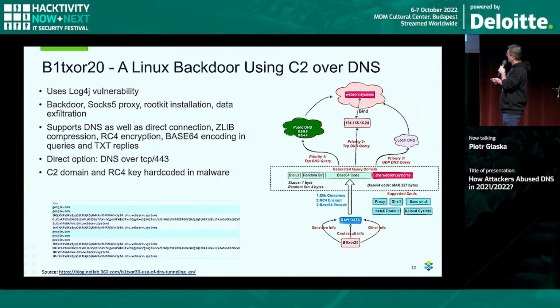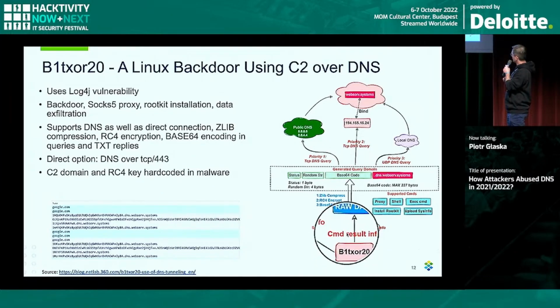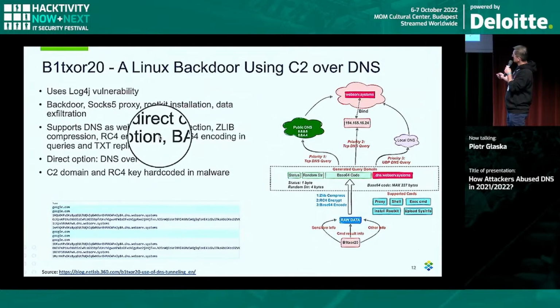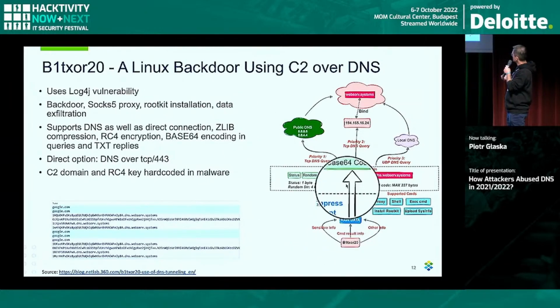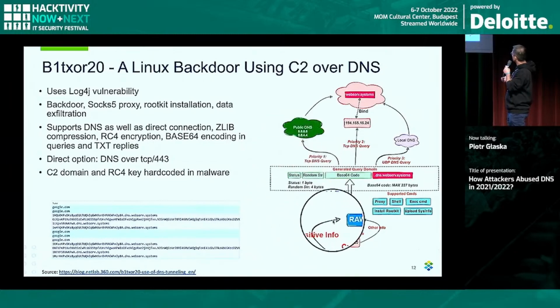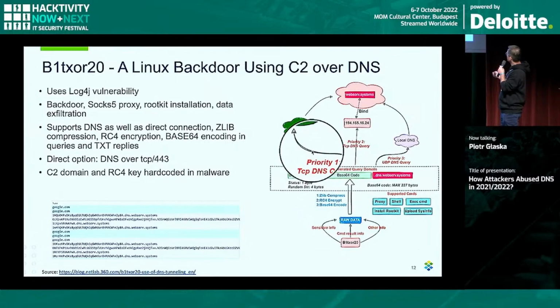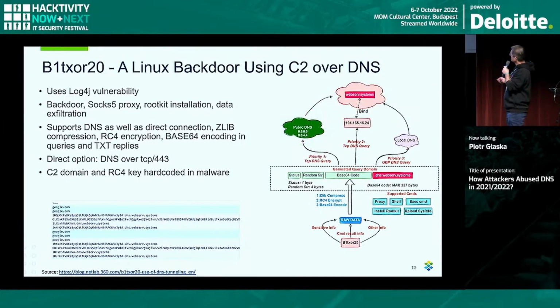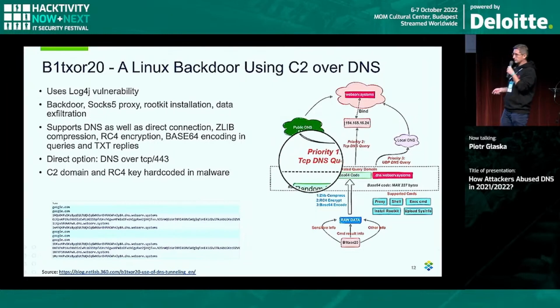And how was communication achieved here? The primary connection was a direct one, which means the malware will encode data. Before encoding, it would also compress the data, encrypt the data, then base 64 encode and send it as a DNS query, but directly. Priority one was a connection to public DNS, as you see. So Quad 8, so Google DNS. A little bit untypical because it was sent over TCP. Normally the UDP protocol is used to send DNS queries.